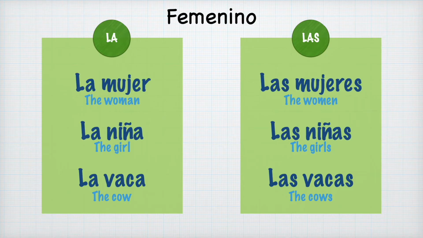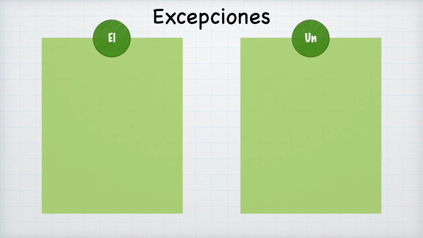And we see the same thing here with the feminine nouns as we saw with the masculine nouns. We're going to change the article from la to las, and we're also going to change the noun from singular to plural. There are a few exceptions with some feminine nouns in singular form. If the noun starts with the letter A or HA, and the stress is on the first syllable, we have to use el or un for the singular form. In plural form, we'll use las. Let's take a look at some examples to show what I mean.